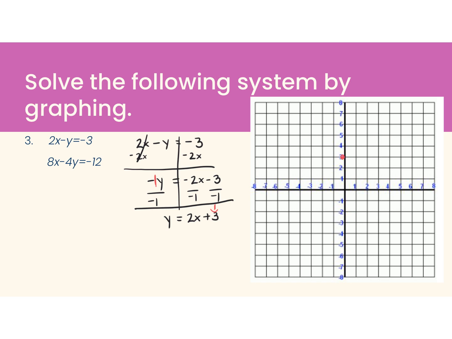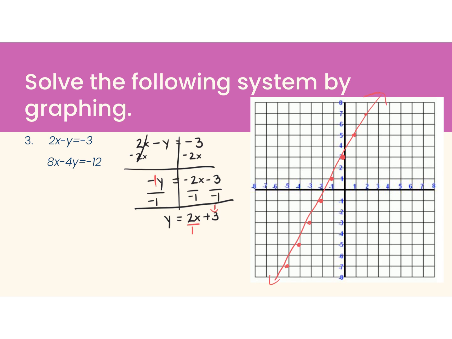So I'm going to start at a positive 3, and then my slope says I'm going to go up 2 and to the right 1. So I'm going to go up 2 to the right 1, up 2 to the right 1. Okay, I can't go up and to the right anymore, so now I'm going to go down and to the left. So down 2, left 1, down 2, left 1. Okay, and then throw that line right in there. So now we have our first line graphed.